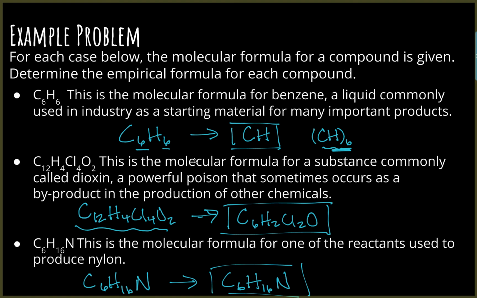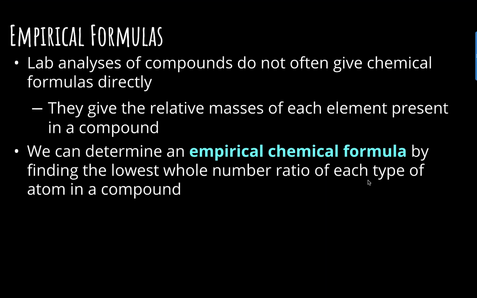So it is possible that the molecular and the empirical formulas are the same. When we do lab analyses of compounds, it doesn't often give the chemical formulas directly. What it does give you is the relative masses of each element present in a compound. So then if you know the relative masses of each, you can go through a process to figure out what the empirical chemical formula is.